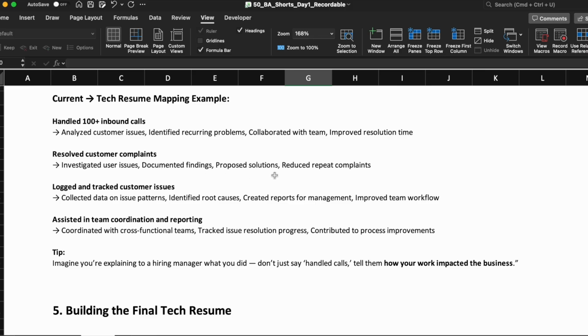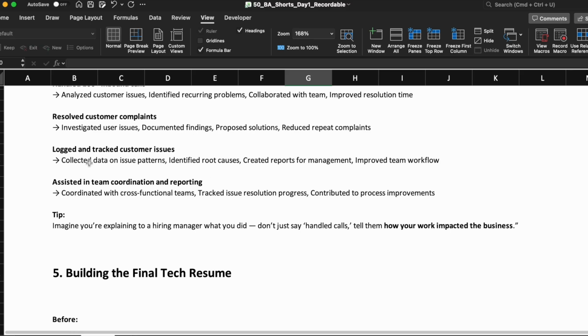Propose solutions, same word. Resolve customer complaint, you say propose solution. Reduce repeat complaints, important. In software development, we reduce bugs, defects. Logged and tracked customer issues. So let's see how we can map it to a business analyst resume.